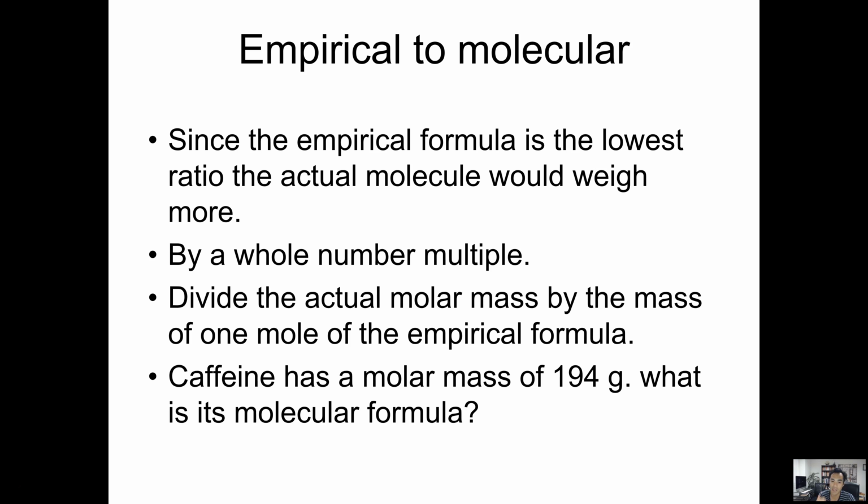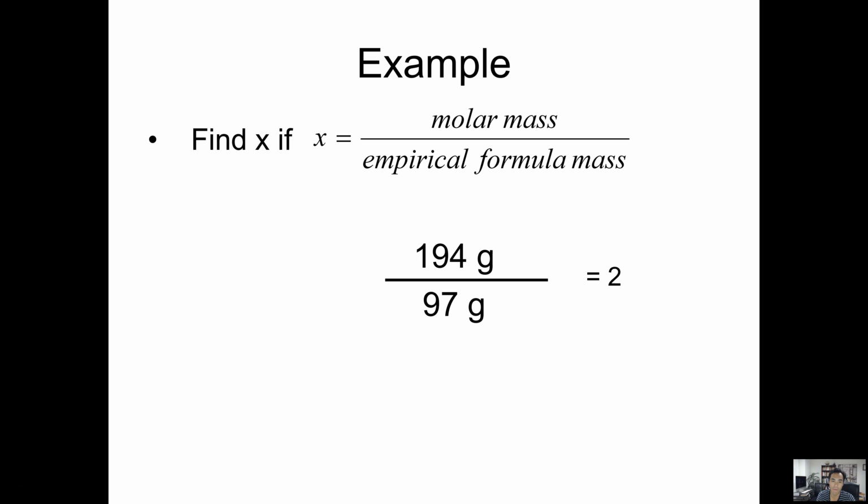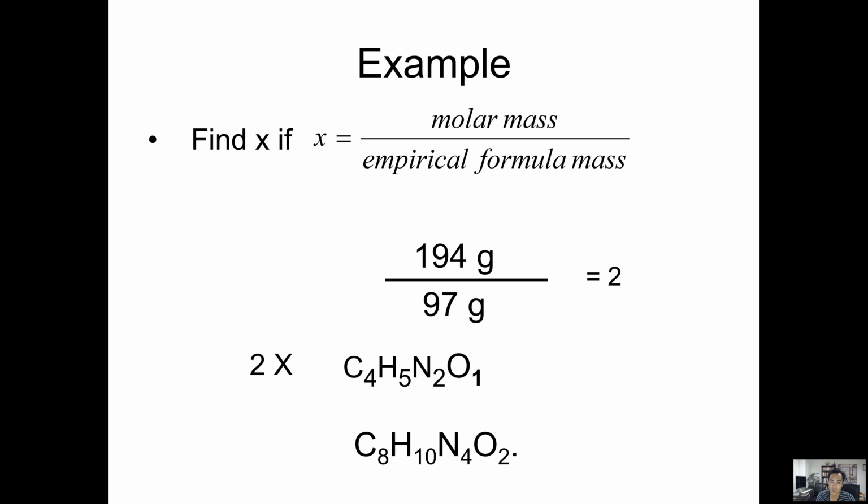So here's an example. Caffeine has a molar mass of 194. What is the molecular formula for that? So what we're going to do is take caffeine, which is 194, and divide that by the empirical formula mass for caffeine, and it's equal to a 2-to-1 ratio. Since we already know the empirical formula for caffeine, we're going to multiply it by 2, which is going to multiply all of that, giving us our molecular formula of C8H10N4O2. So in order to figure out this ratio, you would always create the ratio of the molar mass by the empirical mass, which should give you the actual ratio itself.